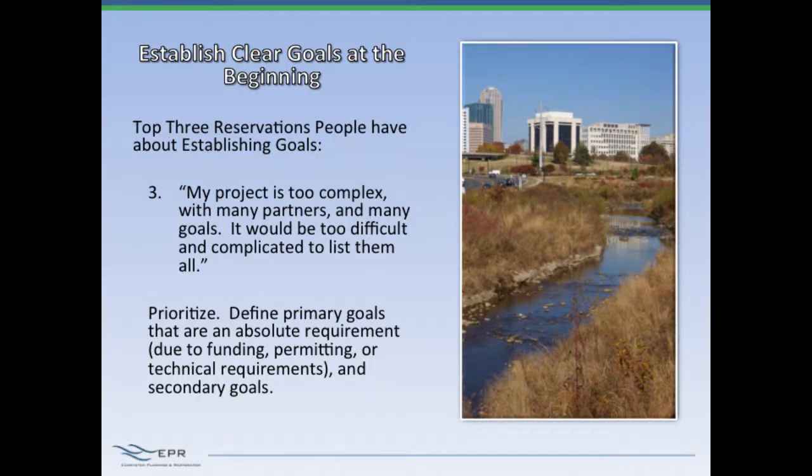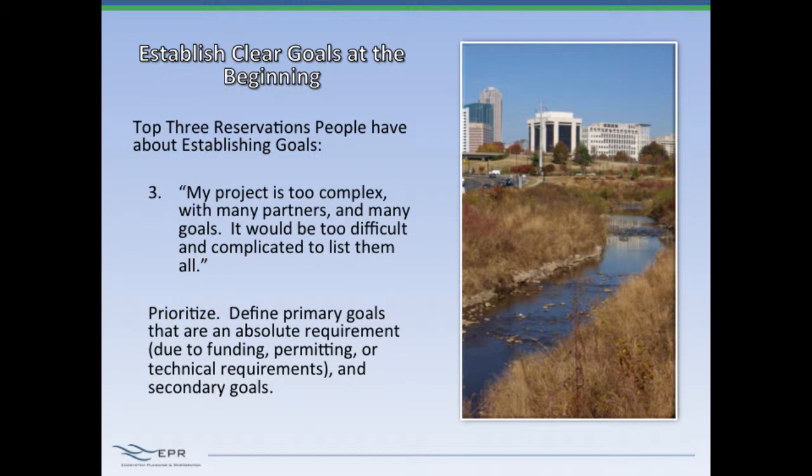All right, so the other reservation I think people have is they're like, oh, my project's too complex. I've got too many partners involved. Everybody's got their own agenda. We'd never get to consensus. There's just too many goals. We just have a bunch of them out there.